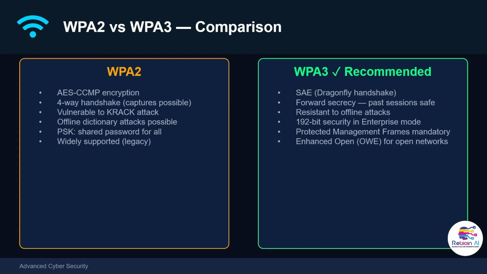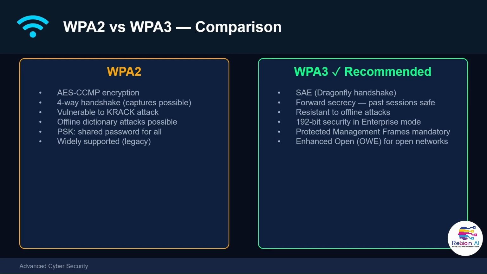WPA3's SAE handshake prevents this. Each authentication attempt requires live interaction with the actual network. You can't do it offline. Game changer. Forward secrecy is also used. It means even if an attacker records all your encrypted traffic today and breaks your key years later, they still can't decrypt those old sessions. Each session uses a unique key.